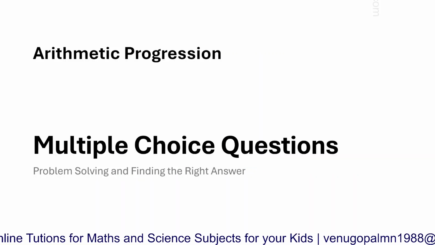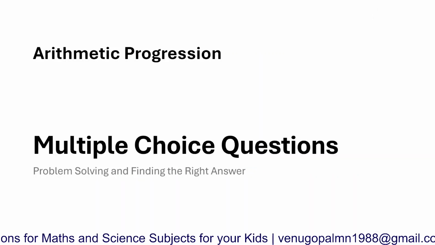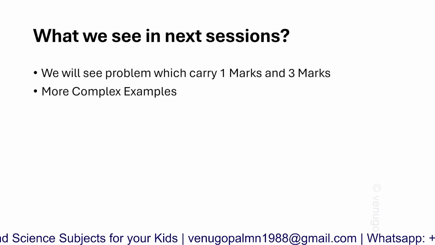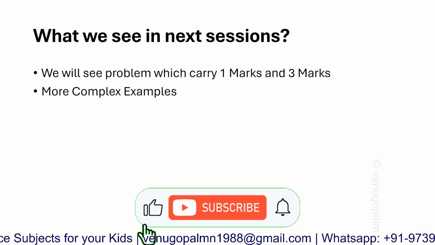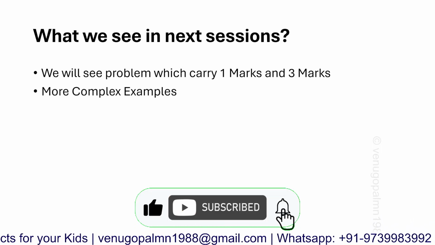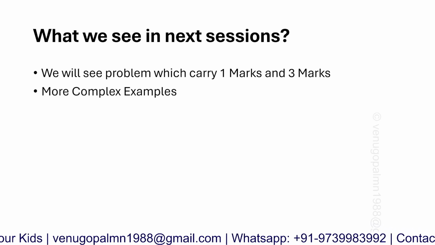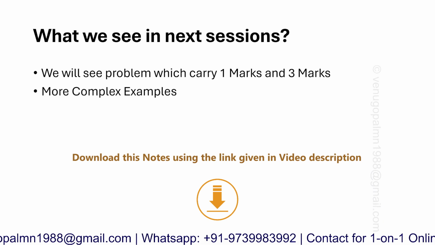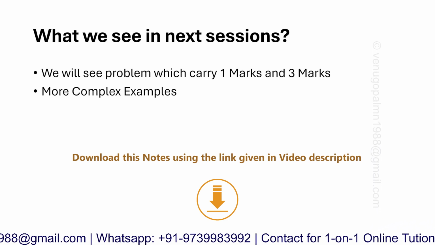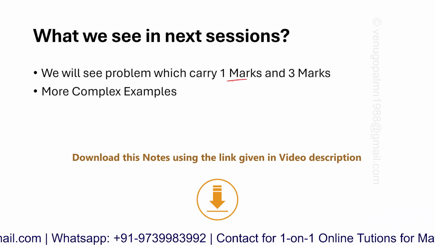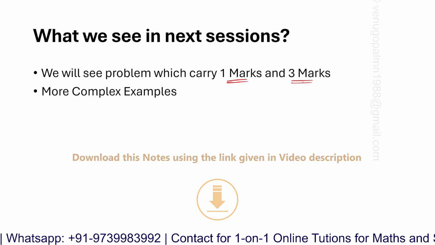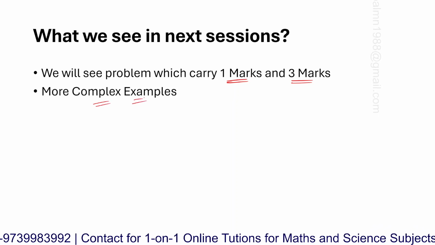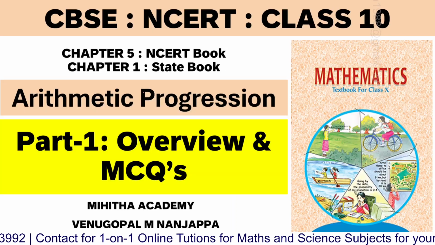That's all with respect to the multiple choice questions we had in the problem solving and finding the right answer section. So what do we see in the next session? Arithmetic progression is a very easy topic, as we saw, but so far we saw only multiple choice questions. In the next follow-up session related to arithmetic progression, we'll see how to solve problems and find solutions for 1-mark and 3-mark questions which might appear in your board exam. Also, we'll see how to solve a more complex example related to arithmetic progression.